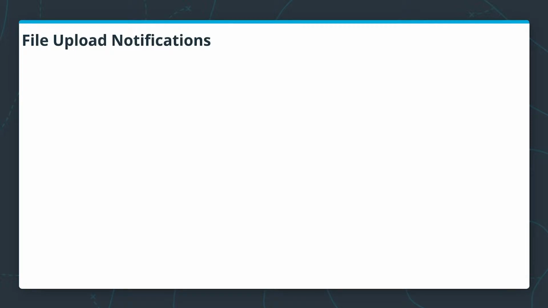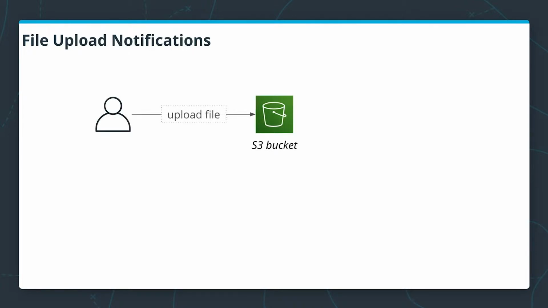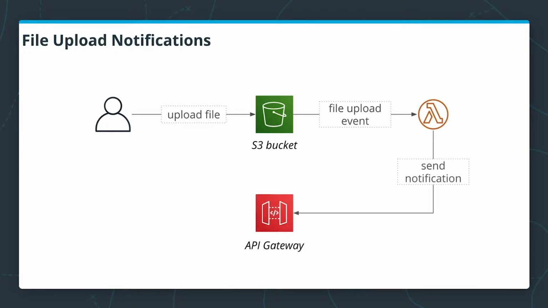So in the first part of this lesson, we will focus on implementing file uploads. Now this process will work like this. A user will upload an image to an S3 bucket. Then the S3 bucket will generate an event that a file was uploaded and will send this event to a Lambda function. A Lambda function will send a notification via WebSockets using API Gateway, and other users of our application will be notified that a new image had just been uploaded.